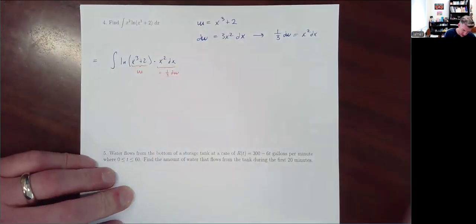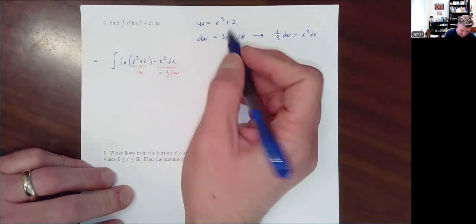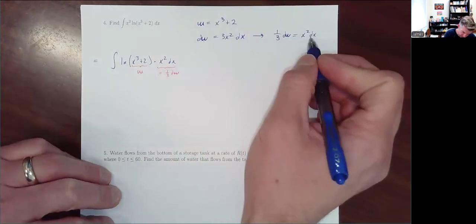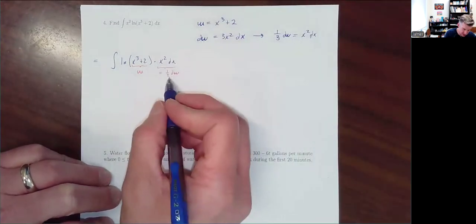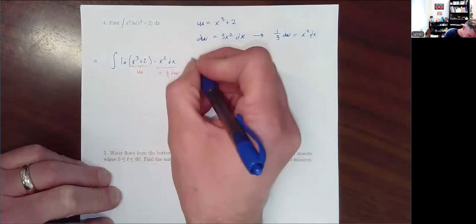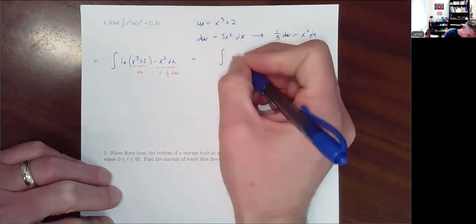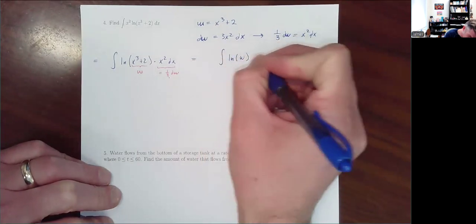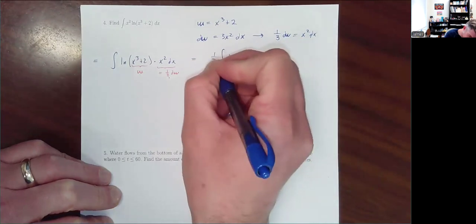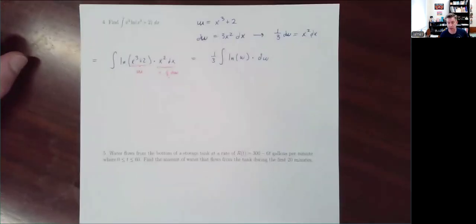Cool. So now my w is equal to x cubed plus 2, my dw is equal to 3x squared dx, and 1/3 dw is equal to x squared dx. So my x squared dx is 1/3 dw, and my x cubed plus 2 is my w. So I'm going to rewrite this as the integral of natural log of w times 1/3 dw. I'm going to write the 1/3 out in front, because standard practice.